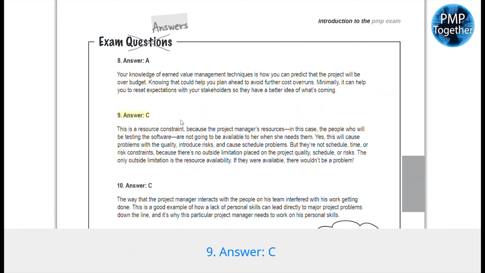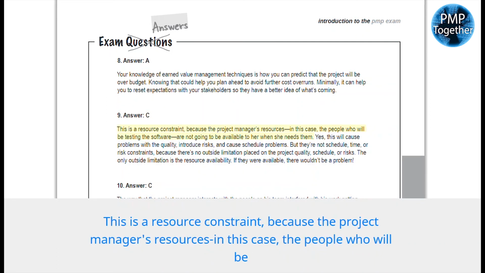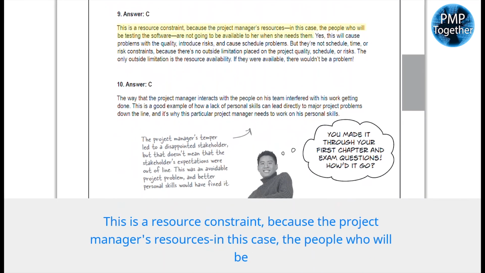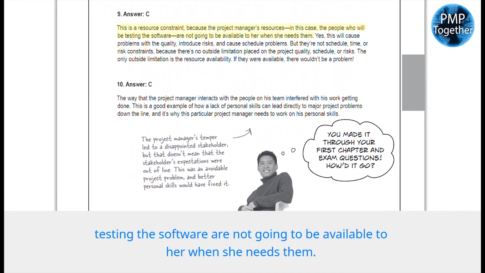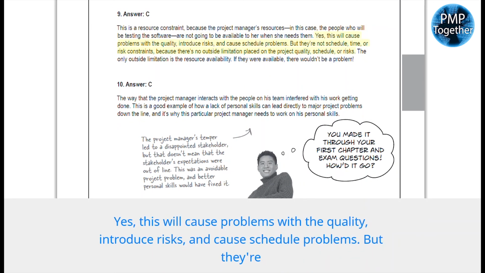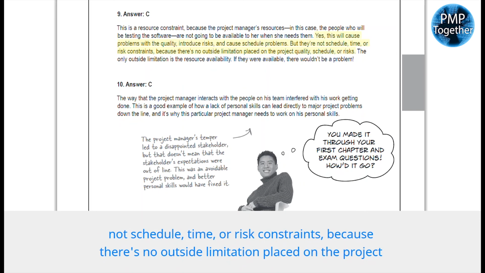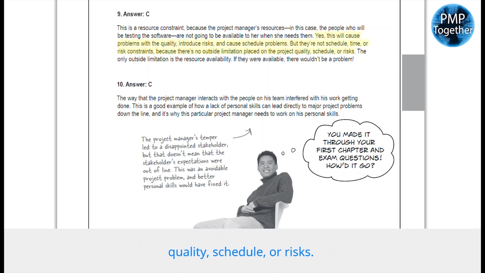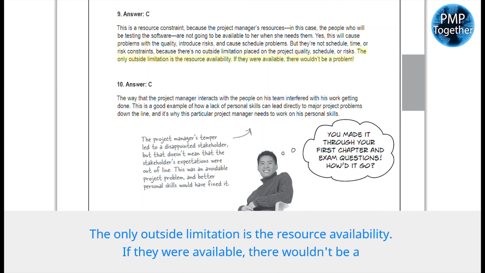9. Answer, C. This is a resource constraint, because the project manager's resources, in this case the people who will be testing the software, are not going to be available to her when she needs them. Yes, this will cause problems with the quality, introduce risks, and cause schedule problems. But they're not schedule, time, or risk constraints, because there's no outside limitation placed on the project quality, schedule, or risks. The only outside limitation is the resource availability. If they were available, there wouldn't be a problem.